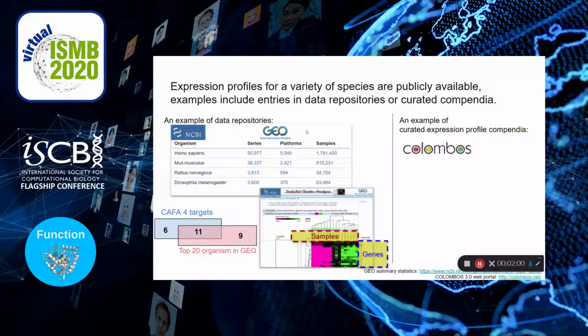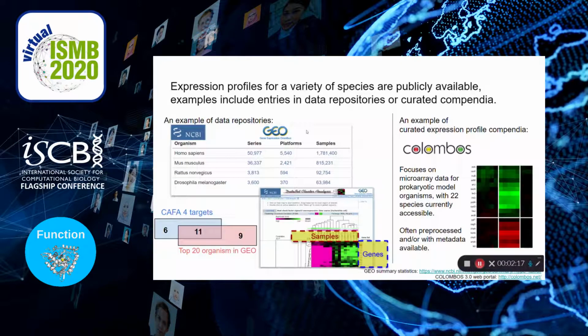And besides that, there are also curated expression profile compendia out there. In our project, one of the extensively used ones is COLOMBOS, which focuses on microarray data for prokaryotic models. And again, the expression profile can be visualized as a heat map.